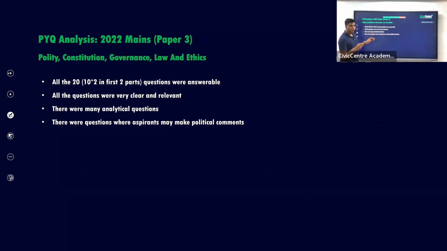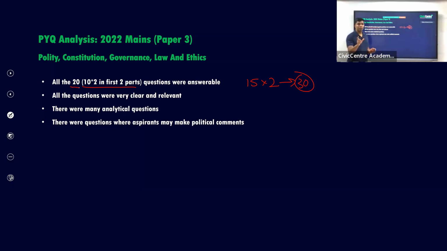Coming to it, each part has how many questions? Each paper has 15 questions in mains, 15 questions with 2 options, so there will be 30. Coming to polity and governance, there were 20 questions, 10 into 2. The remaining 5 into 2 was for ethics. I would say in all the 20 questions in polity and governance, you could write something. Even if you don't prepare much, if you have some basic knowledge, you could write all 20 questions.